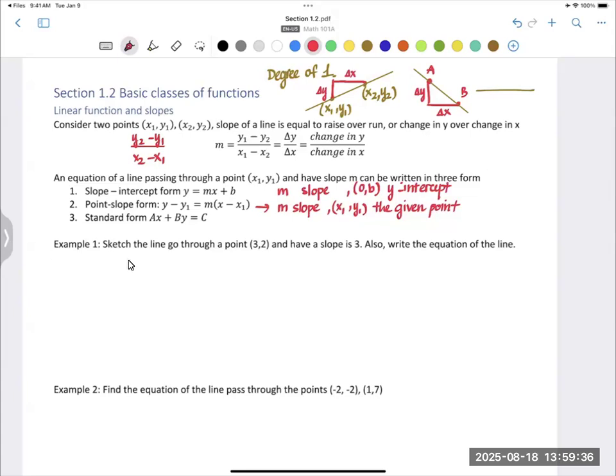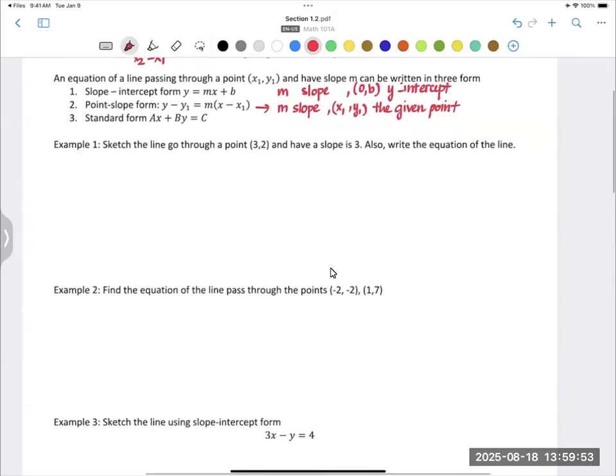Okay, so now let's take a look at example 1. Sketch the line through the point and having the slope 3. So the problem gives you everything already. They just want you to sketch the line and also to write the equation. So I'm gonna sketch the line first by using the point and the slope. So I need my xy coordinate. And we will have to put in the point 3 and 2. So let's put in the point 3 and 2.